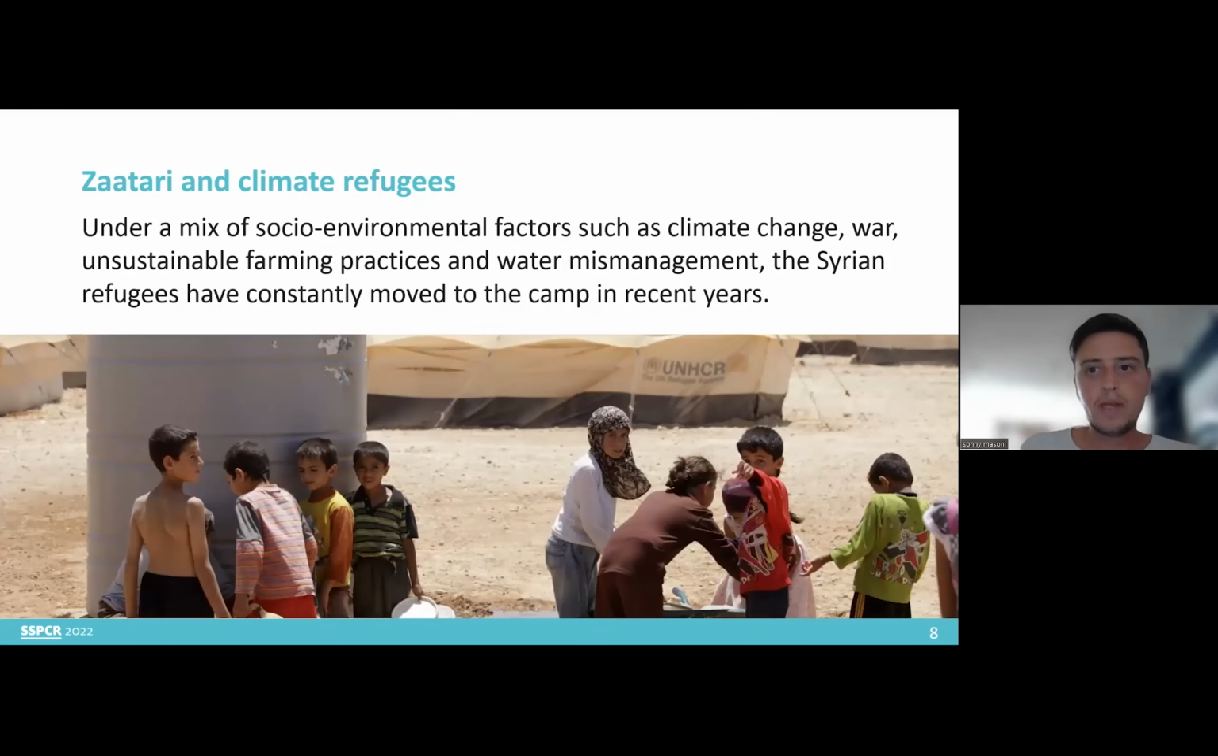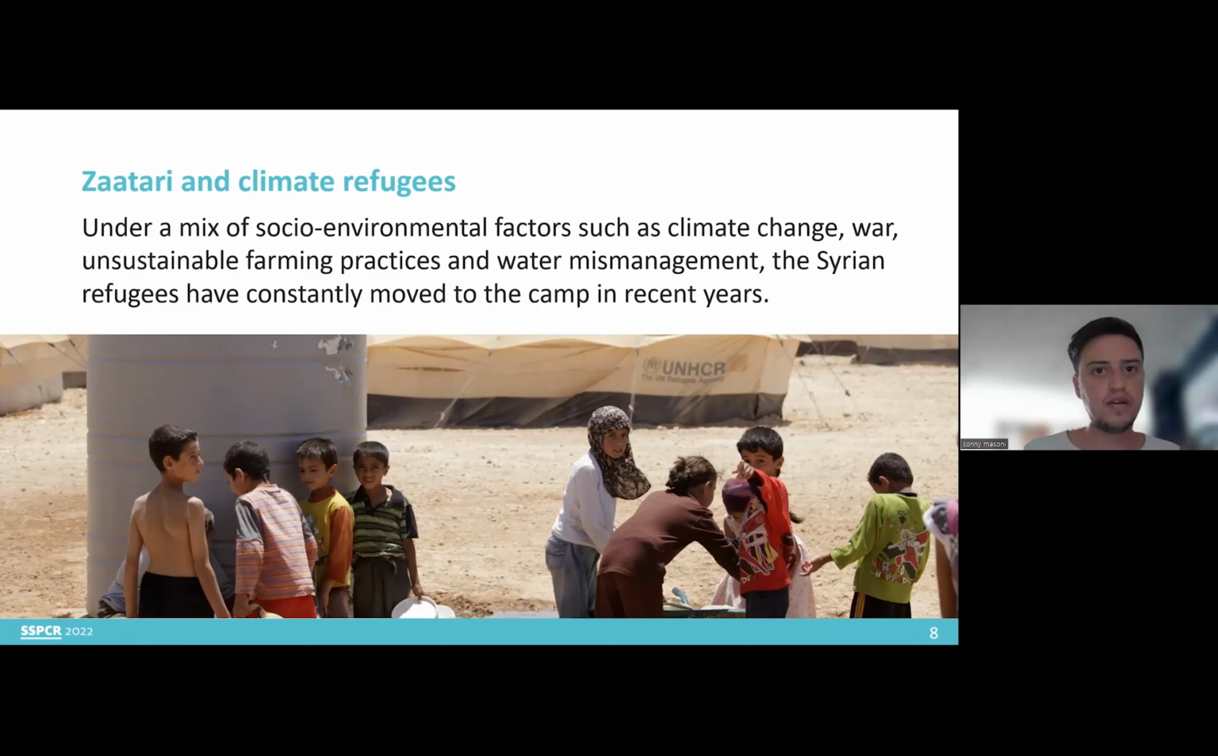So, for understanding why we have chosen Zaatari, the topic of this presentation and also of this panel is climate refugees and climate justice. Under a mix of social and environmental factors such as climate change, war, unsustainable farming practices and water management, Syrian refugees have constantly moved to the camp in recent years.